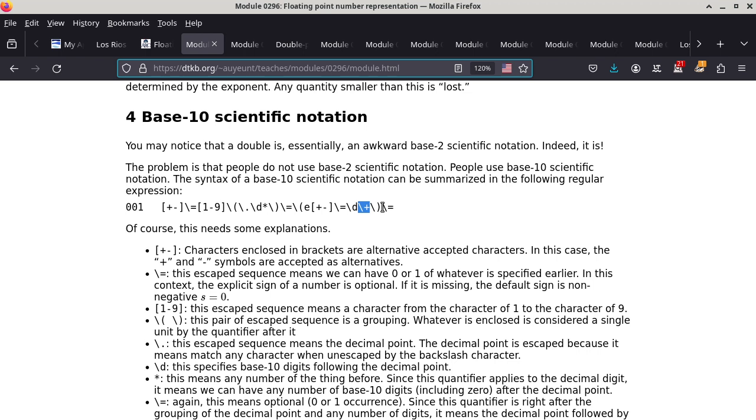All right, so this entire group here allows you to specify the exponent, but this entire group itself is also optional. So if you want to just type 3.14, that's syntactically fine, not a problem. If you want to type 3e8, because that's the speed of light in meters per second, that's fine too.